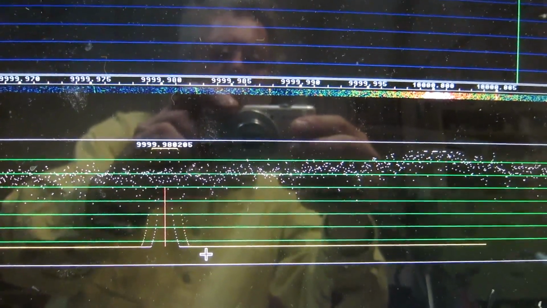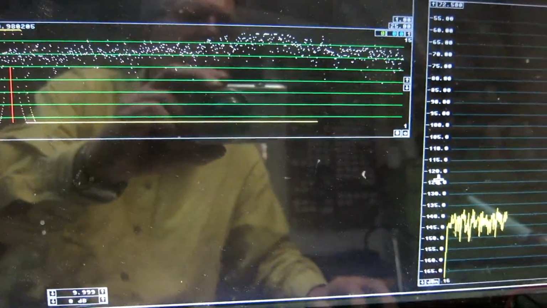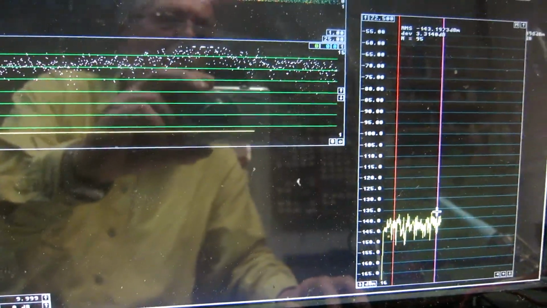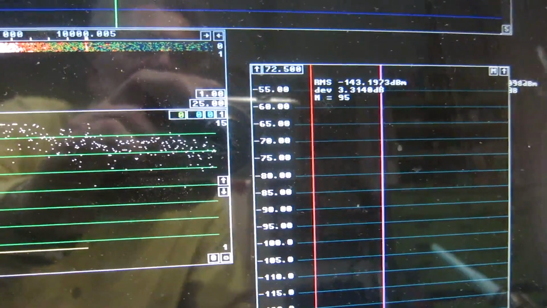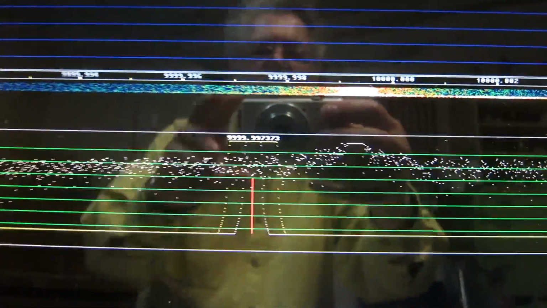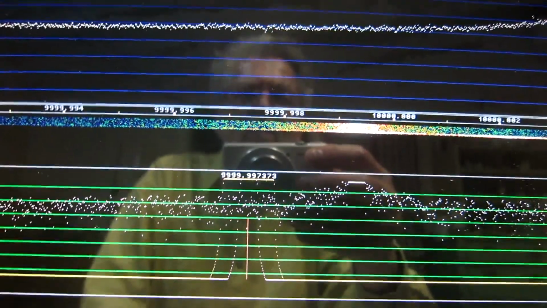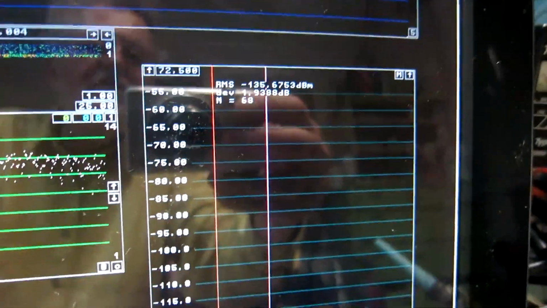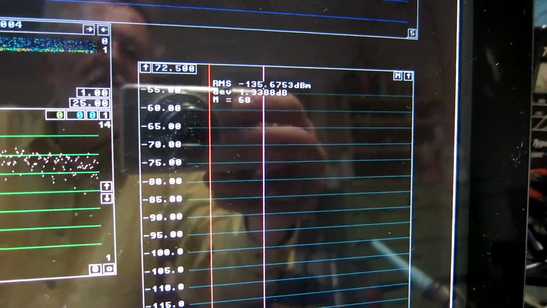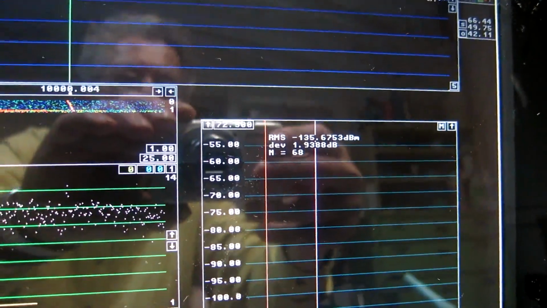Here is 20 Hz separation, and the bandwidth is 2 Hz. And it's slow and noisy, but I get minus 143.2. Here is a frequency separation of 2 Hz at a bandwidth of 1 Hz. And I observe this minus 135.7. Now that is dBc per Hertz.